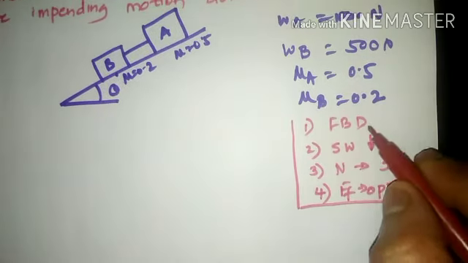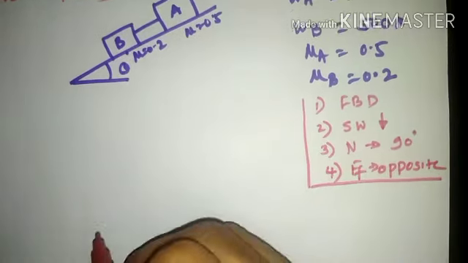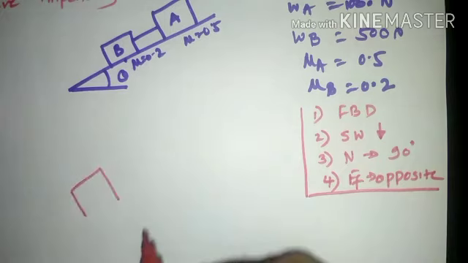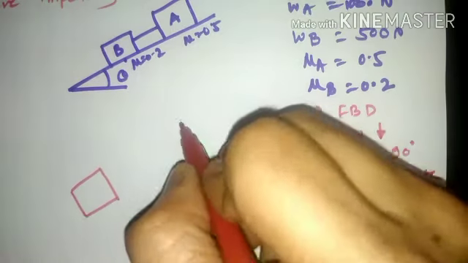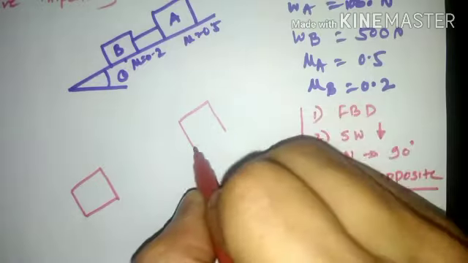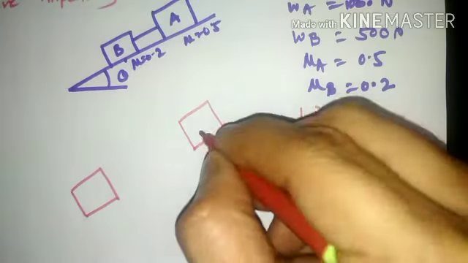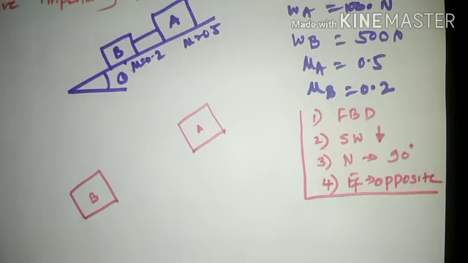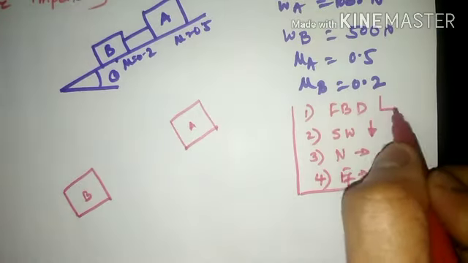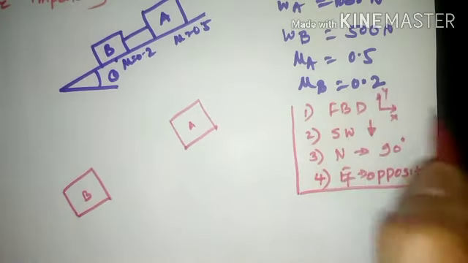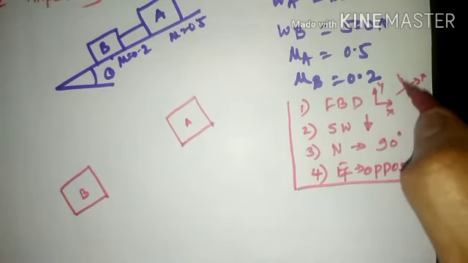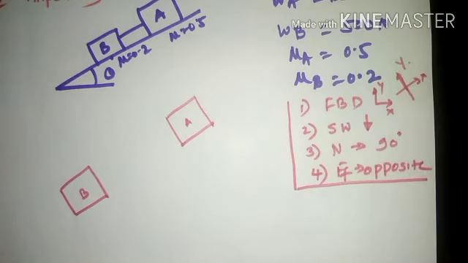To begin with the solution, first we need to draw the free body diagram. To draw the free body diagram, we need to isolate the bodies, block B and block A. After isolation, we need to place the coordinate directions. Coordinate directions can be placed in two ways: either along the horizontal direction as x-axis and vertical direction as y-axis, or along the inclined direction as x-axis, and perpendicular to that as y-axis.